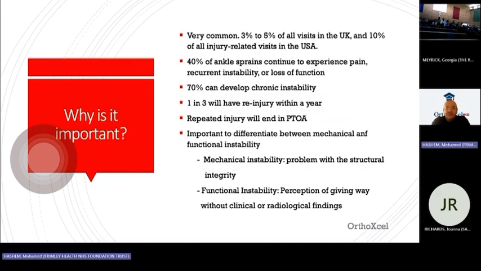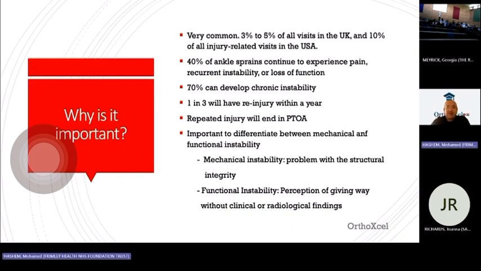So why is it important? It's very common. 3 to 5% of all visits to the UK ED come from ankle sprains, and 10% of all injuries and regular visits in the US. You can see that basically 40% of ankle sprains will continue to experience pain and recurrent instability. This is because ankle sprains are common and because we are under-treating or underestimating them. We treat ankle sprains very lightly. But as you can see, 40% of these patients will come back with pain and instability, and 70% of them will end up with chronic instability, which will lead them into OA.